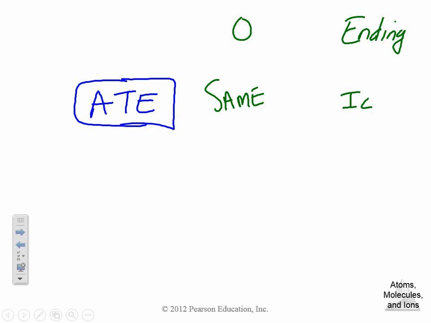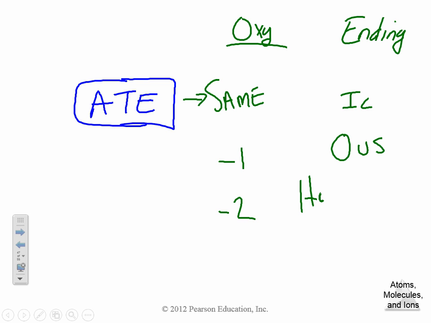Now we look at that base ate, and if it has one less, all right, so this is our number of oxygens, I should say. If it has the same as our base ate, we change it to ic. If it has one less, we're going to change the ending to ous. If it has two less, we're going to add hypo to the beginning, the prefix, and the ending is going to be ous. And lastly, if we have one more than our base ate, we are going to change the beginning to per, and then the ending to ic.